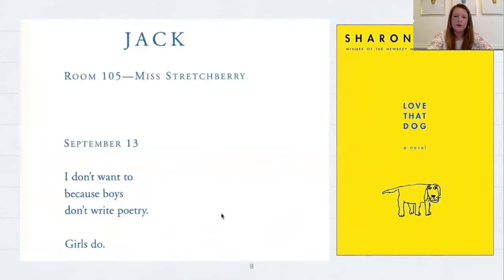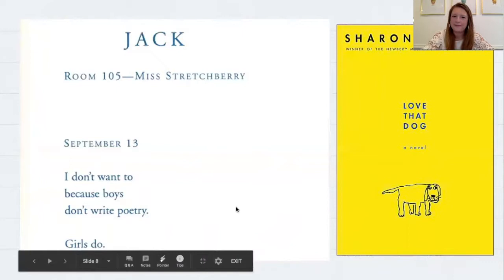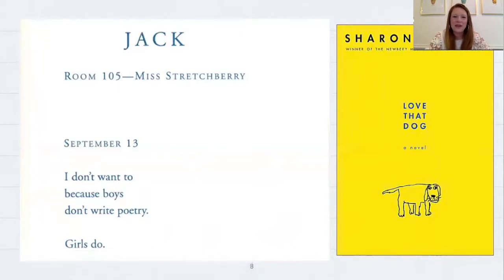Girls do. So if you're feeling a little bit like Jack and that you don't really feel so good about this today, I want you to hold tight. And also check out this book, because later on, he's going to learn a little bit more about exactly what poetry is, and he's going to fall in love with it and learn he's a really great writer too.